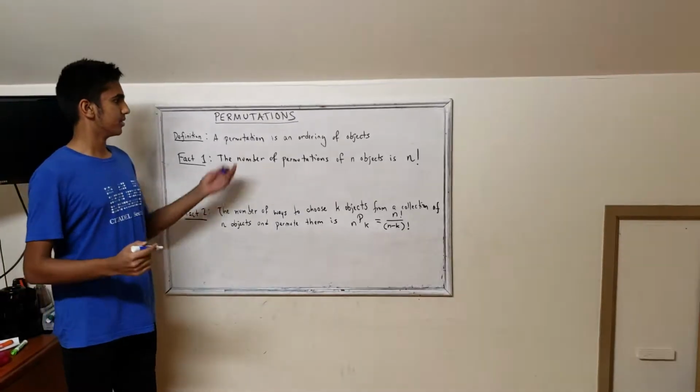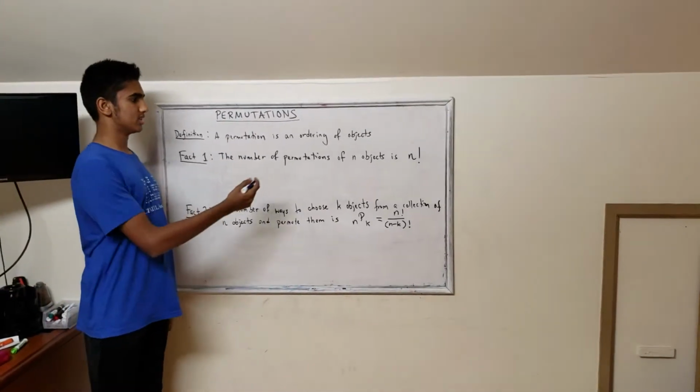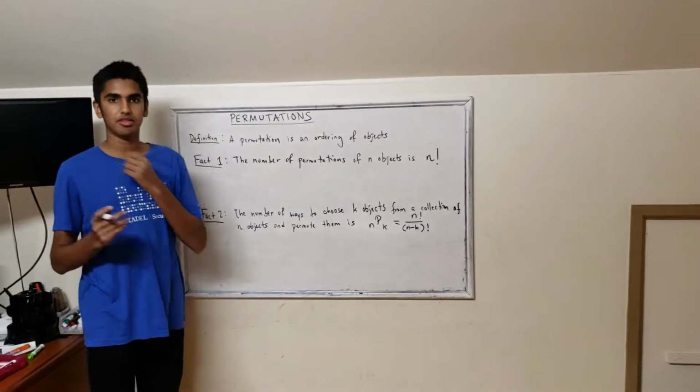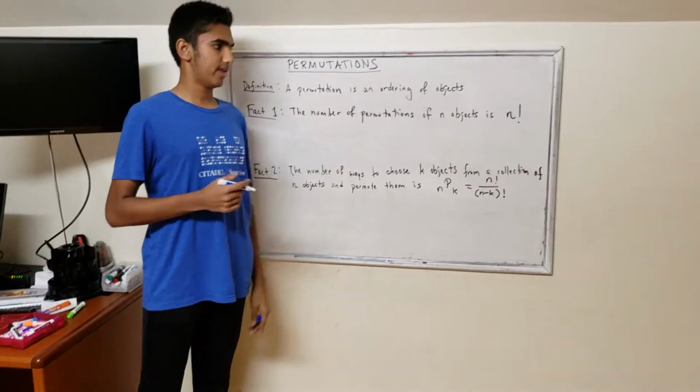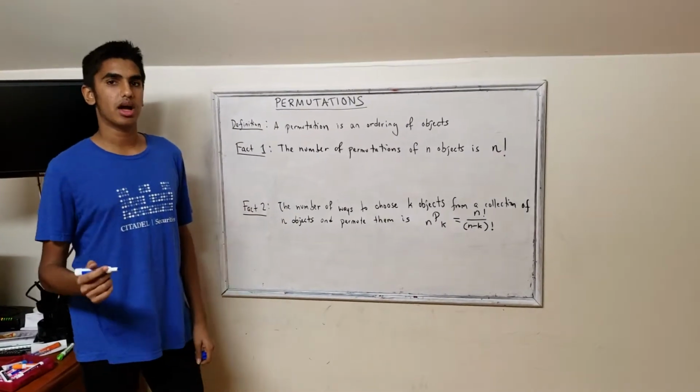The topic with counting is permutations. So the definition is just an ordering of objects. We have a few facts about it that are helpful in problems. Fact one is the number of permutations of n objects is n factorial. So how do we do this?